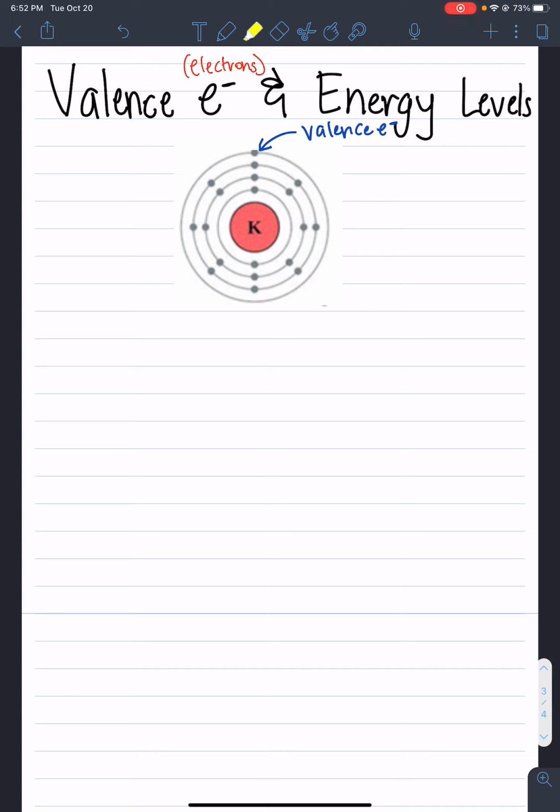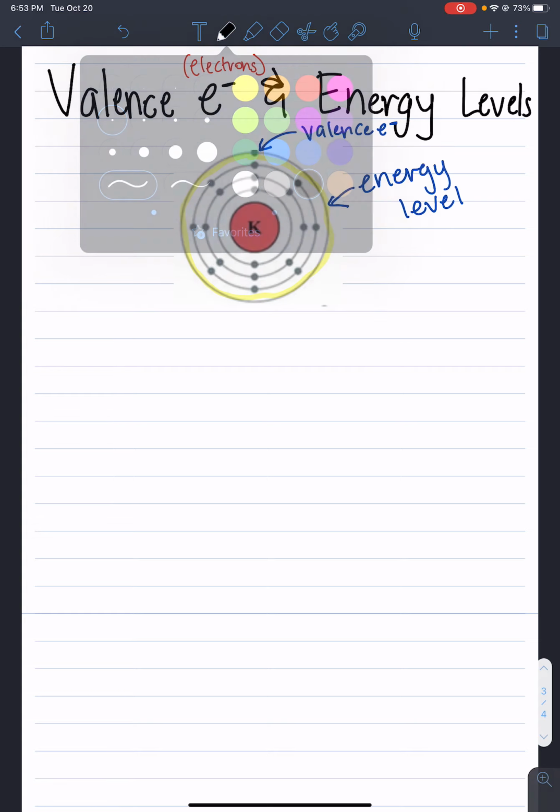And then our second thing we're going to label is an energy level. So these rings, each one of the rings is an energy level. So here is one energy level. This is our outermost energy level. Okay, so we have valence electrons and we have energy levels. Now let's start talking about how we're going to be able to draw Bohr models.